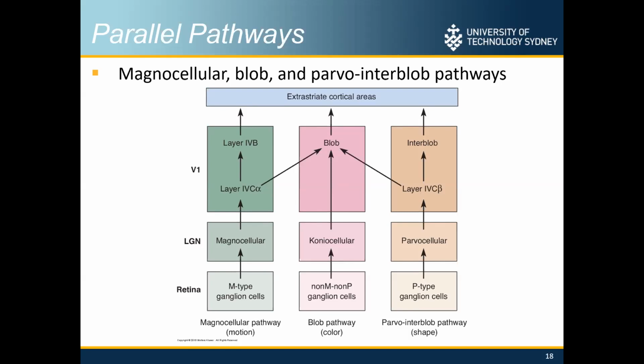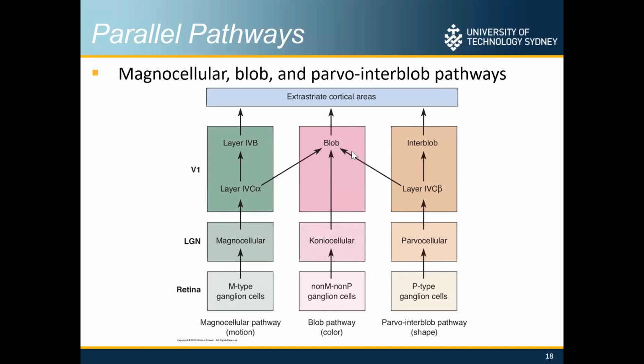The final pathway that we have on this slide is the middle one, which is the blob pathway. The neurons on this pathway are more mixed compared to the parvocellular interblob and magnocellular pathways. These arise from the subset of ganglion cells that are neither M-type nor P-type cells. These cells project to the coniocellular layers of the LGN, which then projects to the cytochrome oxidase blobs in layers 2 and 3. As you can see in this diagram as well, the blobs are a site of convergence of parvocellular, magnocellular, and coniocellular input.